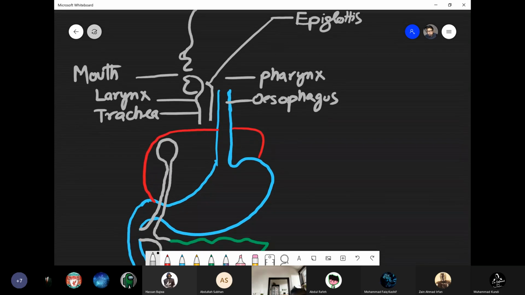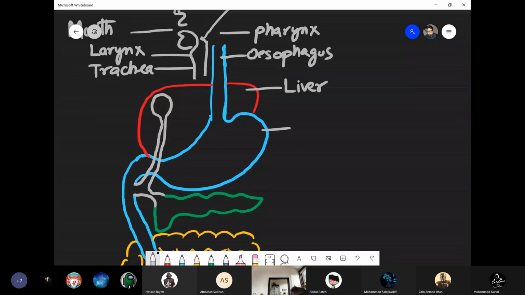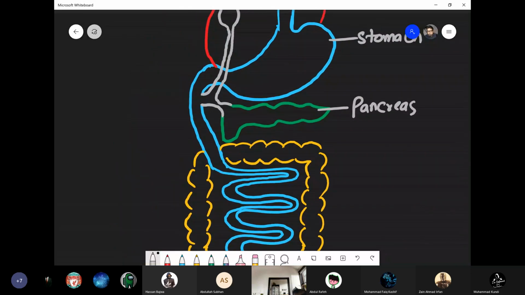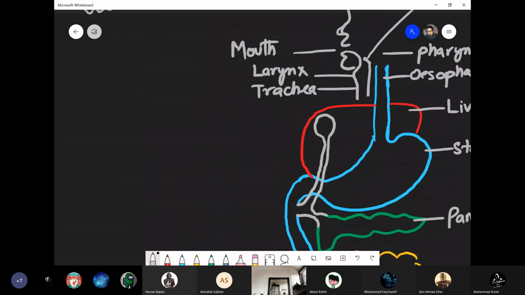Then, boys, this organ over here is the liver. Then this over here is the stomach. Then this organ over here is the pancreas. Then, boys, this structure, this organ, is called the gallbladder.